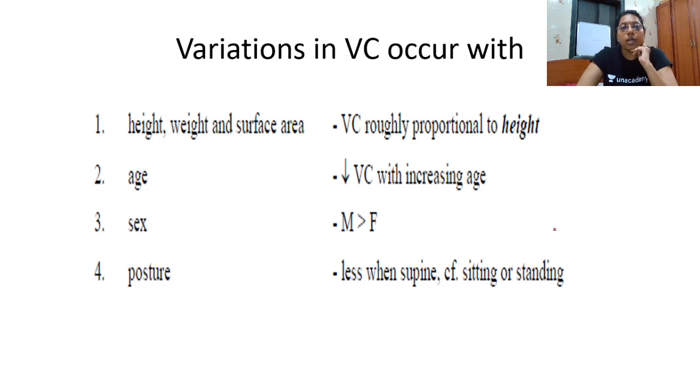As I've already told you, height, weight and the surface area affect the vital capacity. The more the height of an individual, the more the vital capacity. As the person ages, the vital capacity reduces because of the inability of the respiratory chest wall to expand. The diaphragm muscle activity is reduced. If you consider gender, males have more vital capacity as compared to females. And if you consider the next important factor, that is posture, obviously, in the supine position, it is less because the diaphragm is more dome-shaped and it will reduce the entire vital capacity of the individual as compared to sitting and standing position where the diaphragm is a little lower.